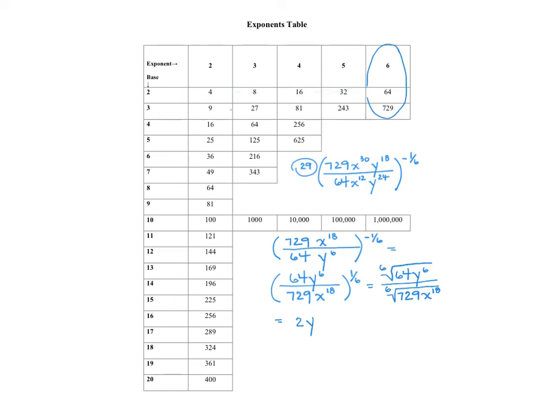And if I do the same thing, but with the 6th root of 729, under 6, I'm going to find 729 and follow it back and find that the 6th root of 729 is 3, and the 6th root of x to the 18th would be 18 divided by 6, so that leaves me with x cubed in the denominator. And my final answer would be 2y over 3x cubed.